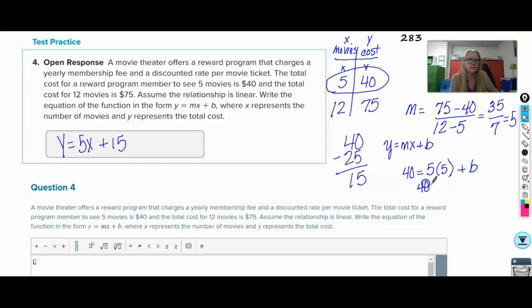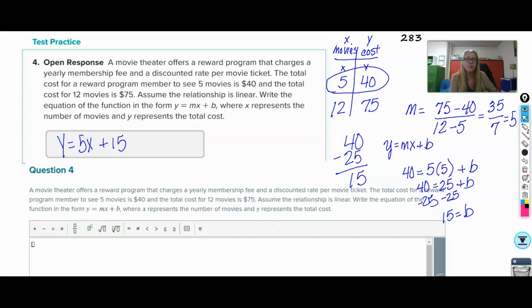You would have 40 equals 25 plus b, and then you would subtract 25 from both sides, and you would have that b is 15. It's another way to arrive at the same solution. I think mine's a little simpler, but okay. You can do it with y equals mx plus b if you choose. In question 4, all it's asking you for is the equation, okay? So you're just going to write the answer y equals 5x plus 15.